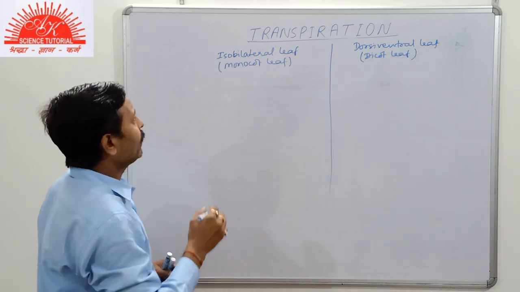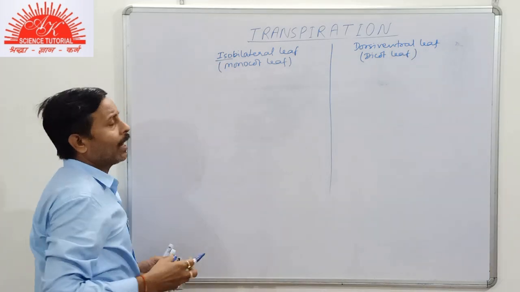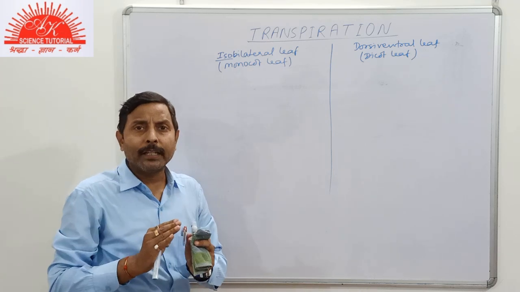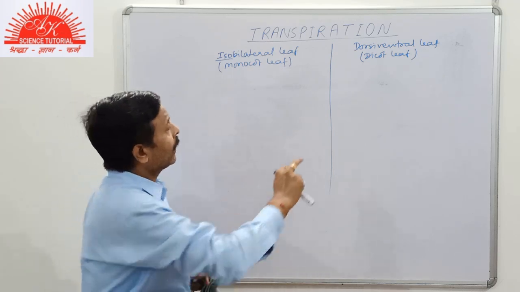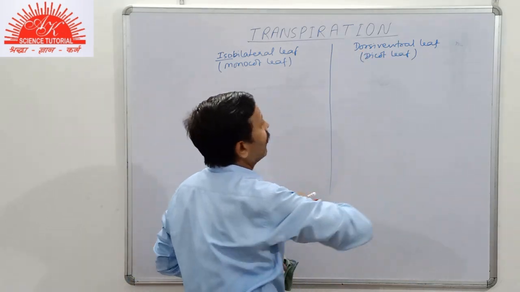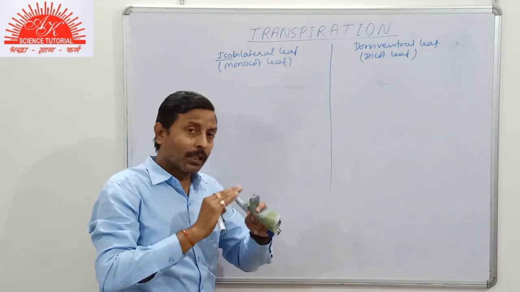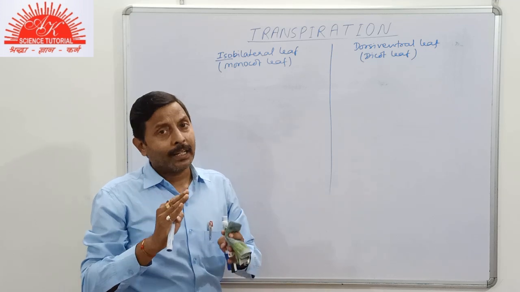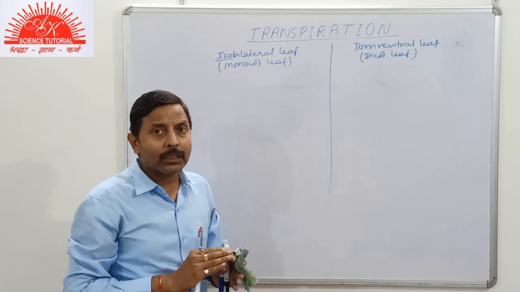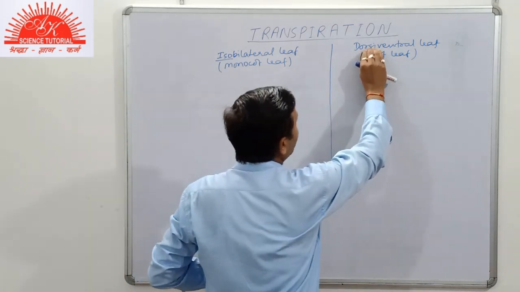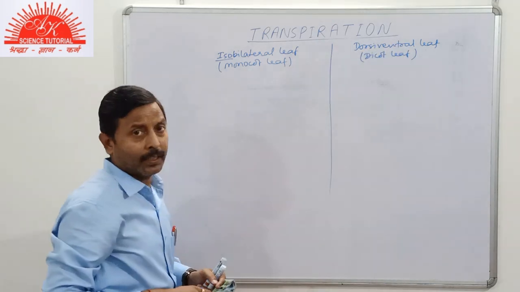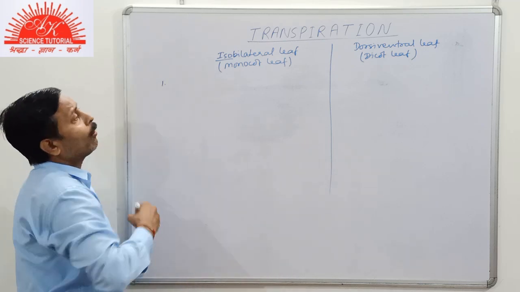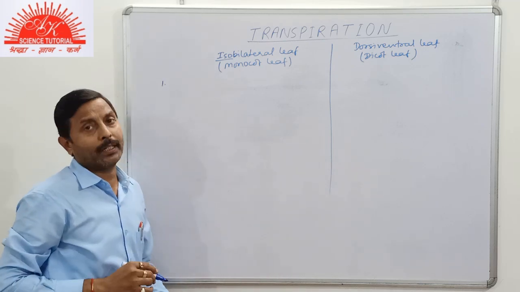Now first of all you see isobilateral. Iso means same, means both the surfaces of the leaf will be similar. Here dorsiventral means the two surfaces, that is, the upper and lower surface, have different structures, different compositions. So there is a dorsal as well as a ventral surface. So first of all start along with its different points.